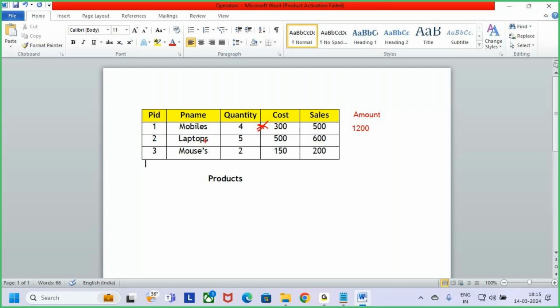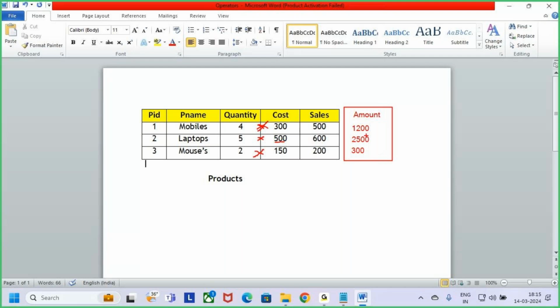In the same way, I want to find for the laptops also. What's the cost of each laptop? 500. How many laptops am I buying here? 5. 5 fives are 25. Let's say 2500 is the amount I'm spending here to buy the 5 laptops. Next, I want to understand what's the amount I'm spending at the business to buy the 2 mouses. 150 into 2, 300.